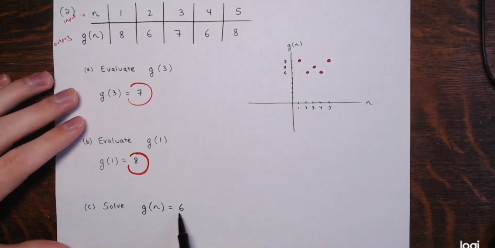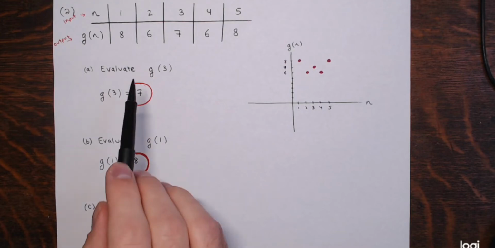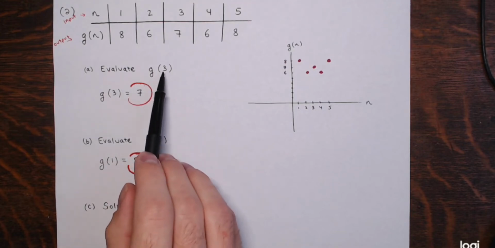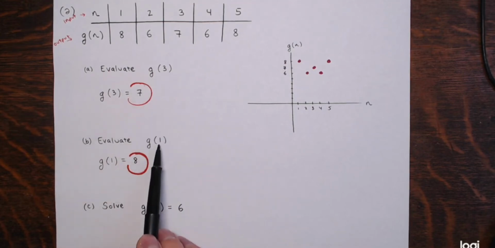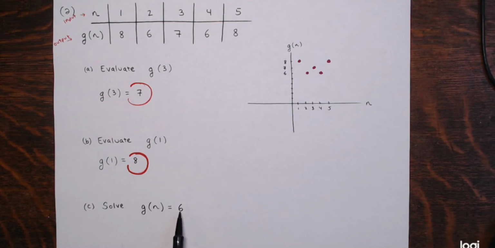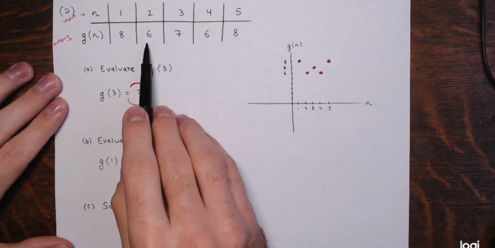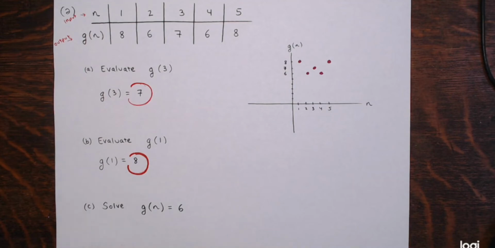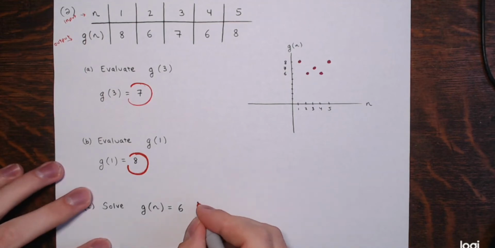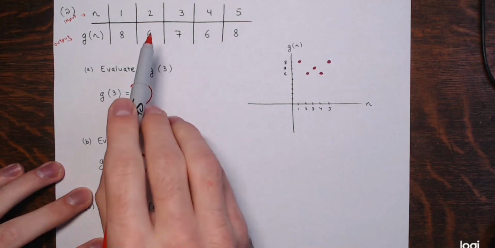All right, and then once again, in these first two parts, we were given the input 3, input 1. Here we don't know the input. The input is n, g of n. But g of n equals 6. So remember, g of n represents the output. So the output is 6. Output equals 6. So when is g of n equal to 6?